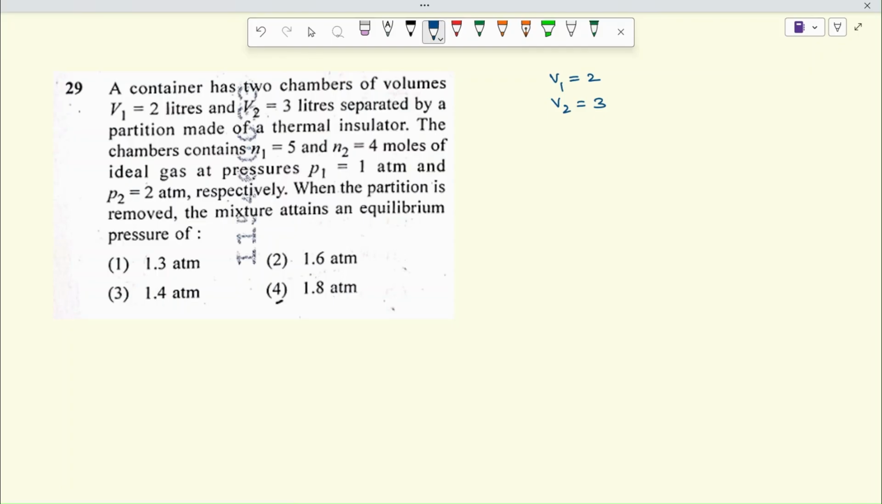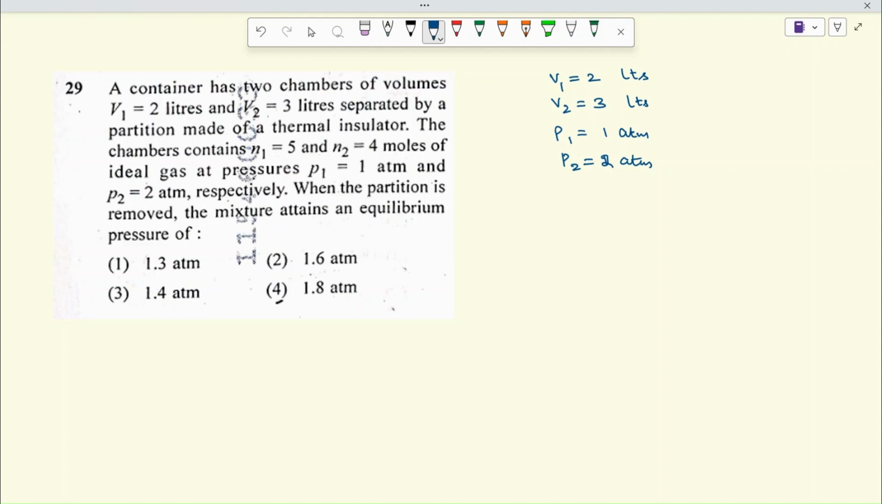29. A container has two chambers of volumes V1 equal to 2 liters and V2 equal to 3 liters, separated by a thermal insulator. The chambers contain N1 equal to 5 and N2 equal to 4 moles, and P1 is 1 atmosphere, P2 is 2 atmosphere. Let us take all the values first of all. Volume is given in liters. All volumes are in the same units, so you can take them directly.